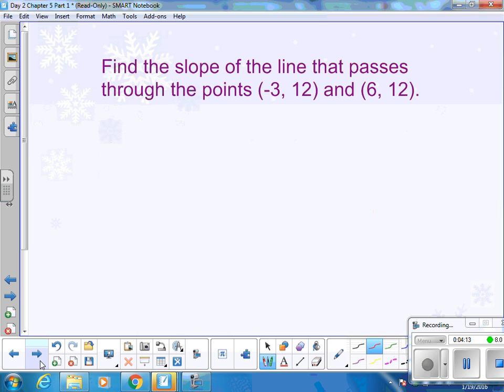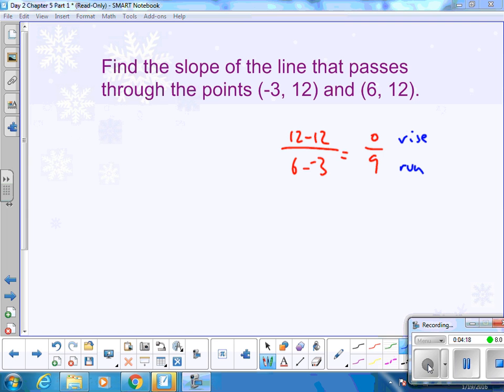Once you try this one, press pause, and then play and see how you did. So this one rises 0, but it does run. So it does run 9 each time. So this tells me that this is a horizontal line. So I would say my slope is 0 on this one.